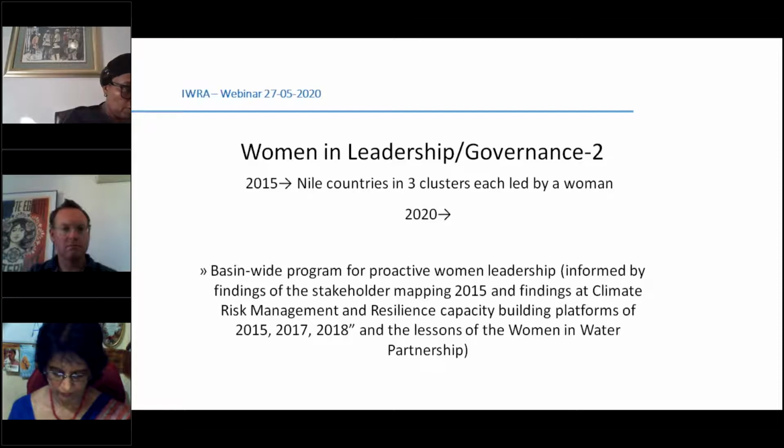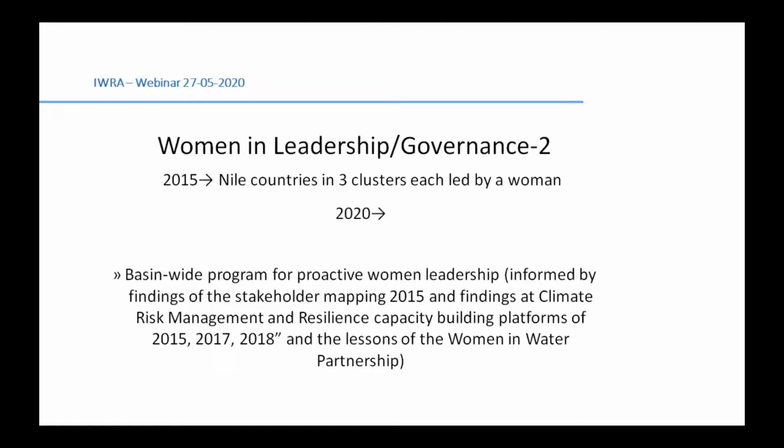And therefore, as a future step, this organization has set up a basin-wide program for proactive women leadership, informed by findings of the stakeholder map in 2015 and findings at climate risk management and resilience capacity building platforms of those 3 years, and also lessons from the Women in Water Partnership, so that we can actually bring more women into leadership positions.